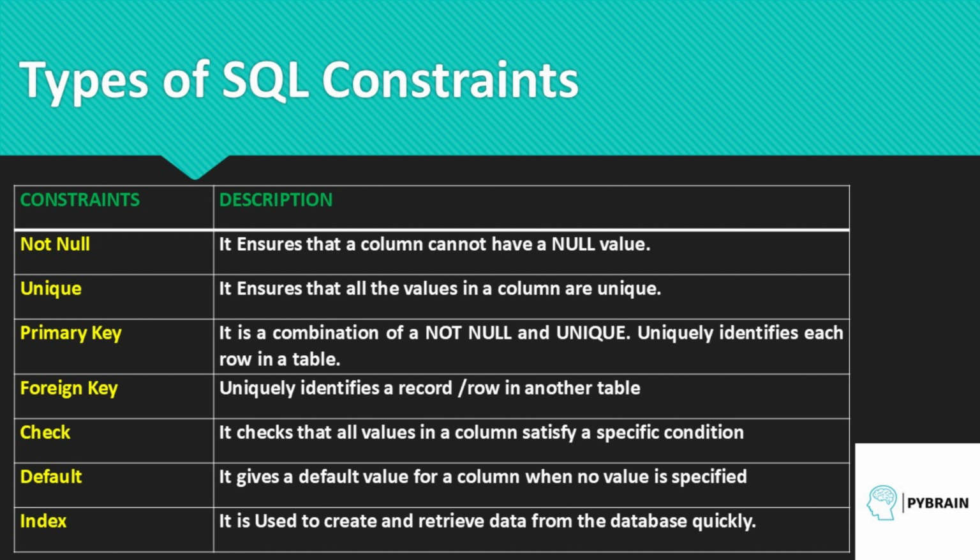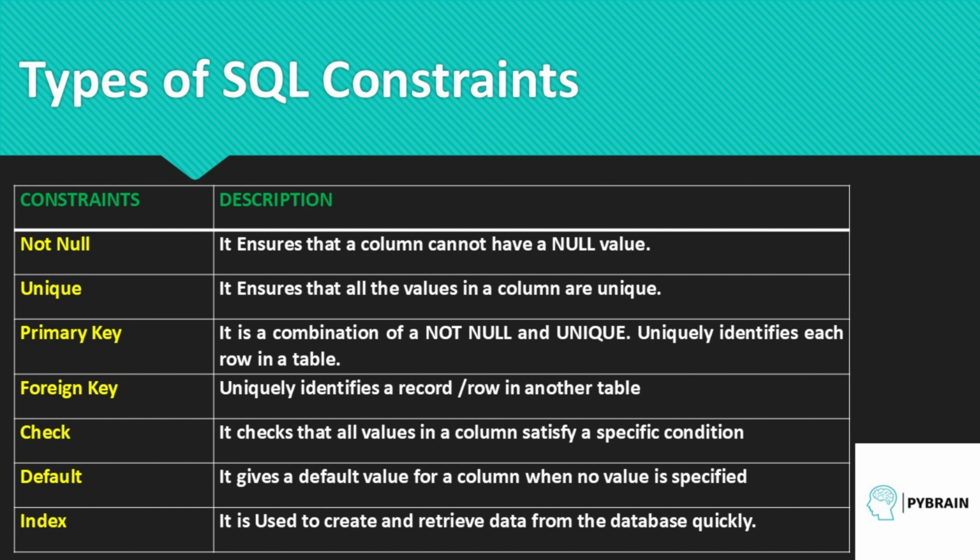First up, not null. This ensures a column can never have a null value. It's perfect for fields like email or username where you must have data. Next is unique. Every value in this column must be one of a kind. No duplicates allowed, ideal for IDs or emails. Third, the primary key. It's a combo of not null and unique. It uniquely identifies each row in a table, your go-to for the main identifier.